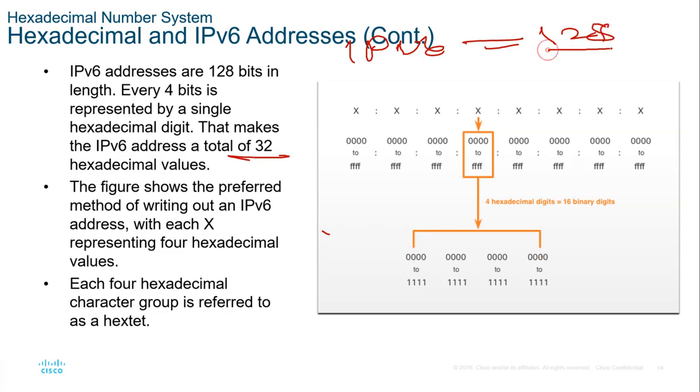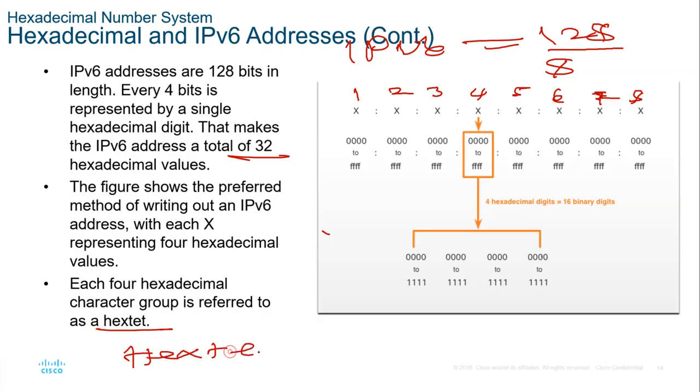And the 128 bits have to be grouped in 8 groups, and those 8 groups are here: 1, 2, 3, 4, 5, 6, 7, and then 8. So the total of bits is 128. The sections, they are 8, and they are called hextets. Hextet, that is the section. In IPv4, it's an octet. So here it's hextet.